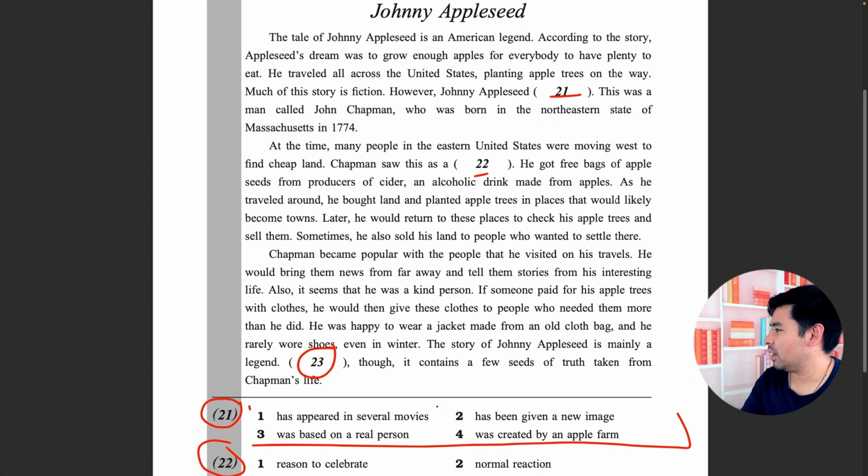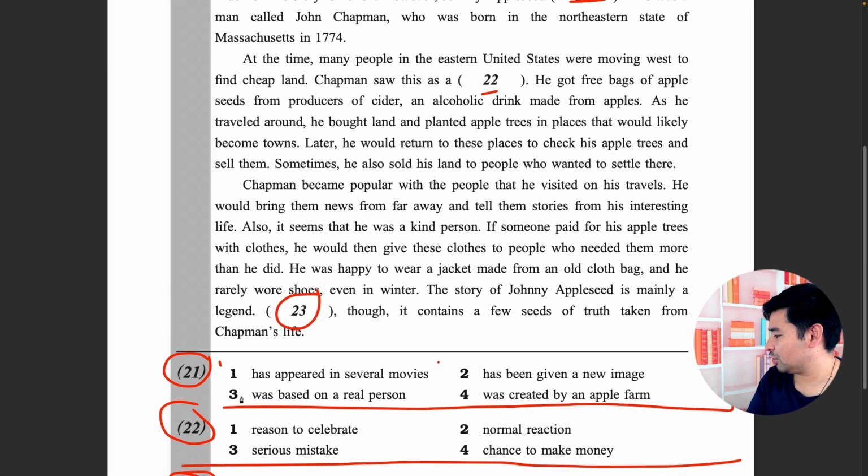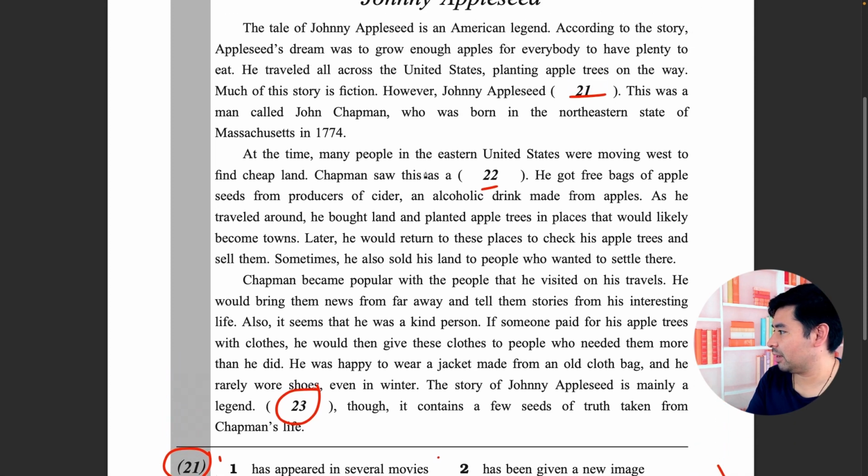So, of course, the best one here is probably number 1, right? Oh, sorry, not number 1, my bad, correcting. Actually, number 3, was based on a real person. So let's check it out then. He traveled all across the United States, planting apple trees on the way. Much of this story is fiction. I mean, most of the story is fiction. But as it mentions "much," it doesn't mean that it is the entire story. It's just part of the story, right?